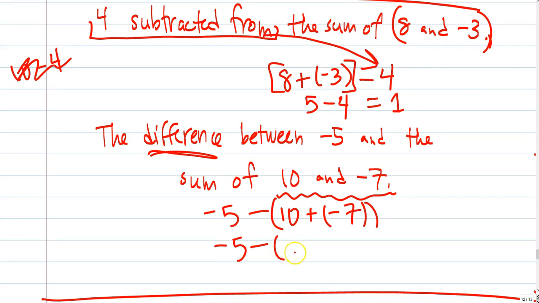Order of operations here. So we start with the grouping, 10 plus negative 7. They're opposite signs, so they cancel, leaving me with 3 positives. Now I got negative 5 minus 3. That's not easy to do, but I know that means the same thing as negative 5 plus a negative 3. Negative 5 plus negative 3 is negative 8.